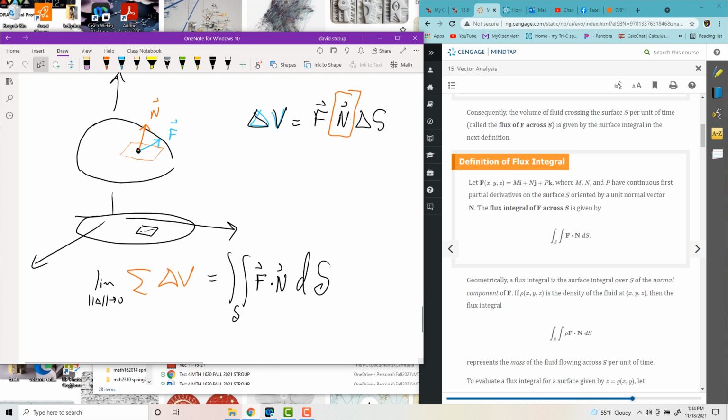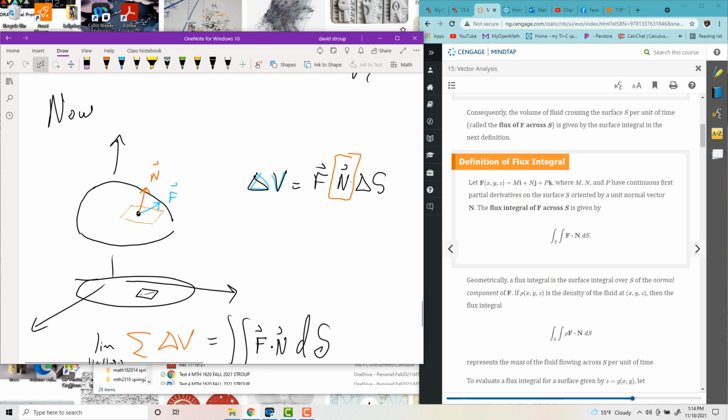You can think of it as, if this surface represented maybe a membrane, the flux integral will measure how much fluid would be going through that membrane, where the force field would be representing a fluid moving across some sort of membrane. So you can imagine biology people being very interested in this sort of thing.